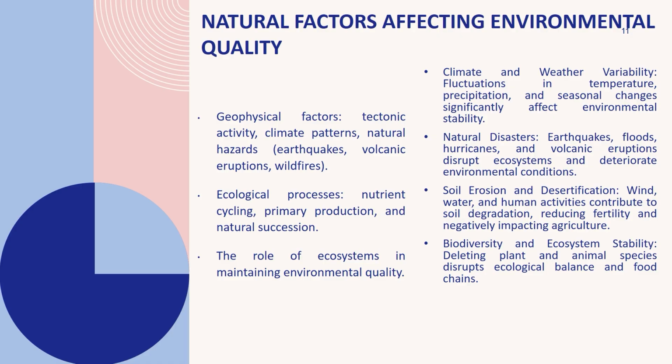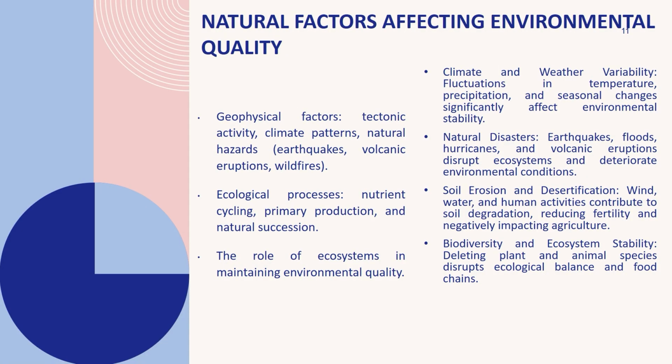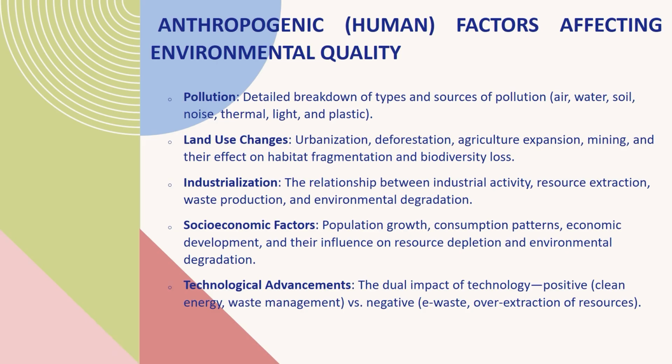Climate and weather variability, fluctuations in temperatures, precipitation and seasonal changes significantly affect environmental stability. Natural disasters such as earthquakes, floods, hurricanes and volcanic eruptions disrupt ecosystems and deteriorate environmental conditions. Soil erosion and desertification, as winds, water and human activities contribute to soil degradation, reducing fertility and negatively impacting agriculture. Next, biodiversity and ecosystem stability: depleting plant and animal species disrupt ecological balance and food chains.